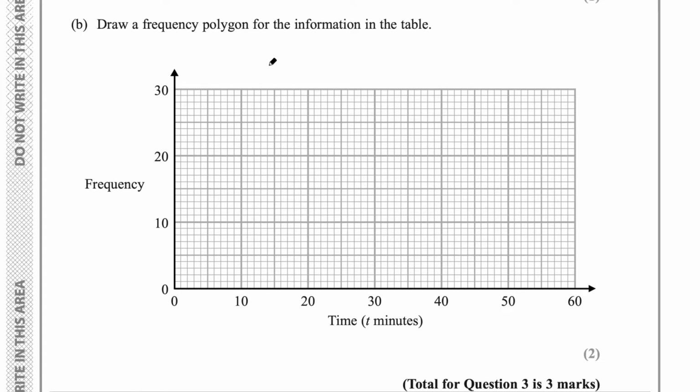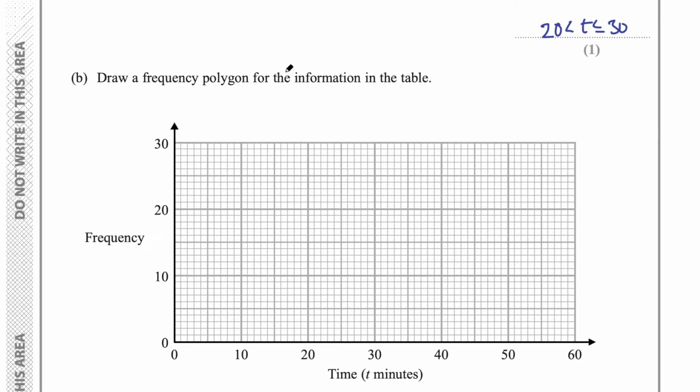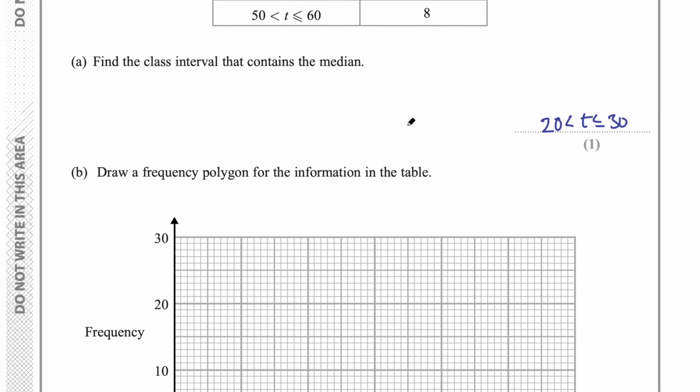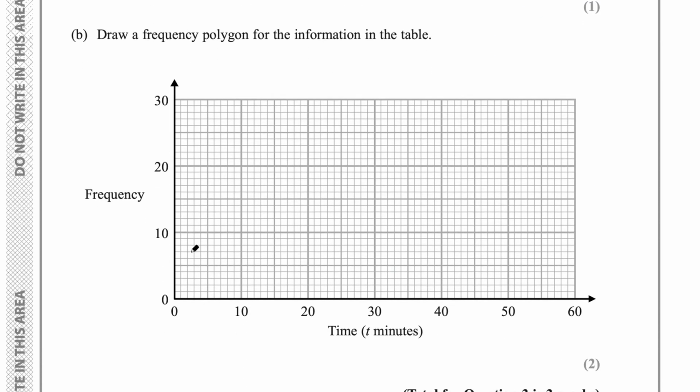Part B says draw a frequency polygon for the information in the table. So the key with drawing frequency polygons is you need to use the midpoints of these class intervals here. So between 0 and 10, you're going to plot that at 5 and 10 on the y-axis. So the frequency is the y-axis, and 5 on the x-axis, so this is going to be 5, 10. The next one will be at 15, 26. So that's going to be there. The next one's at 25, 23. The next one is 35, 19. The next one, 45, 14.